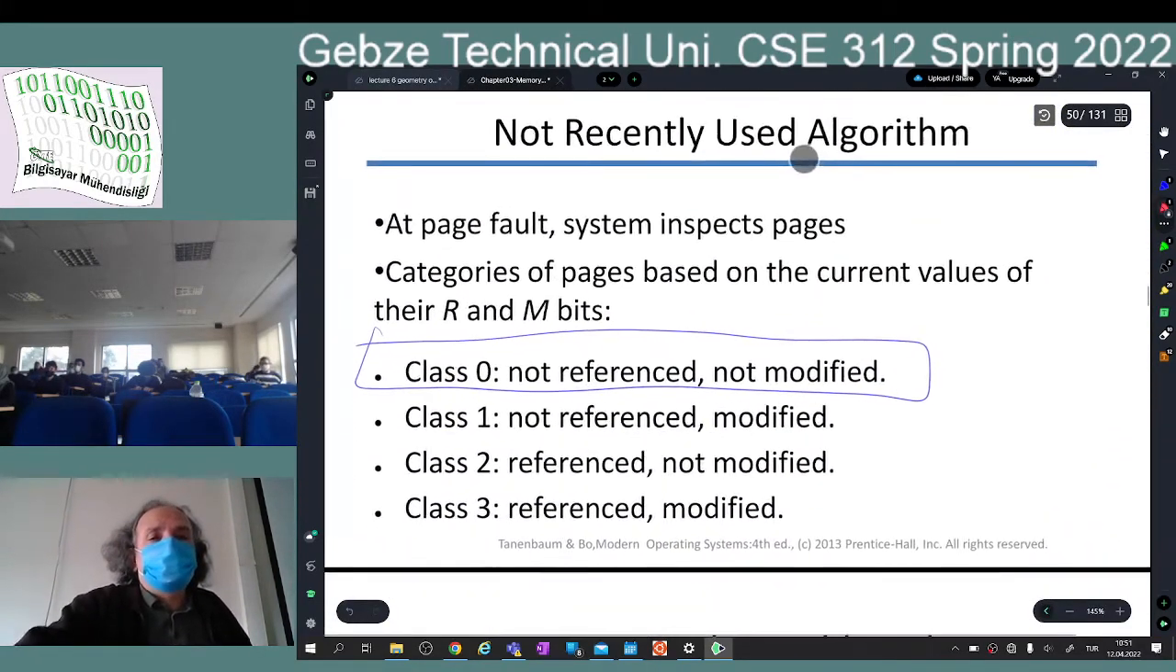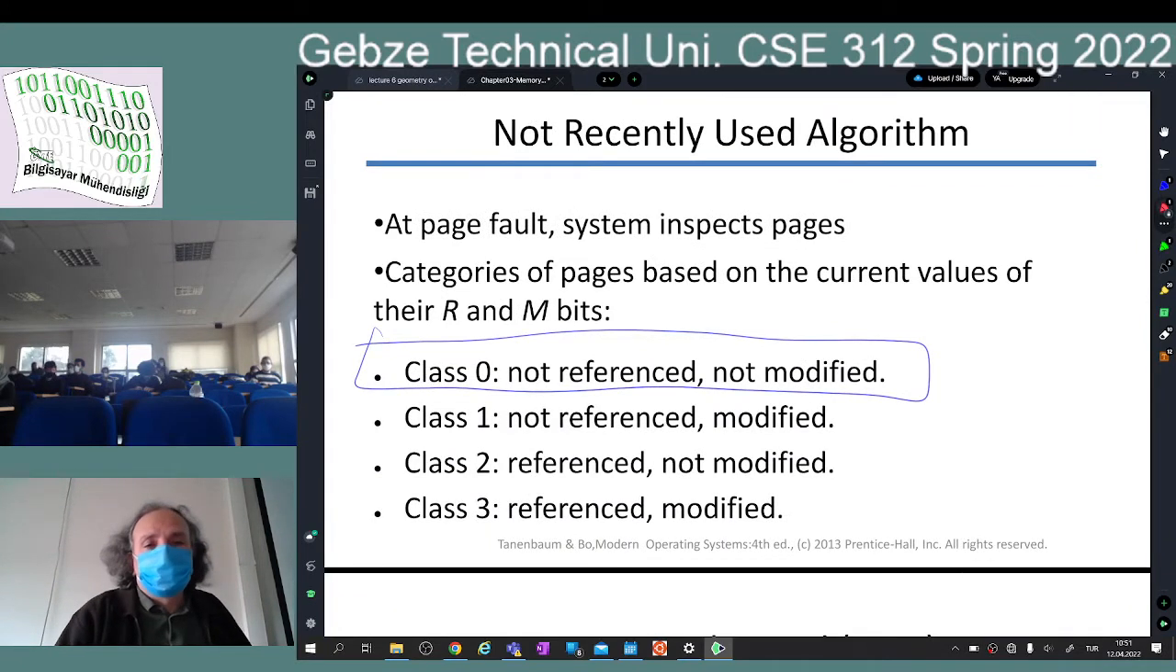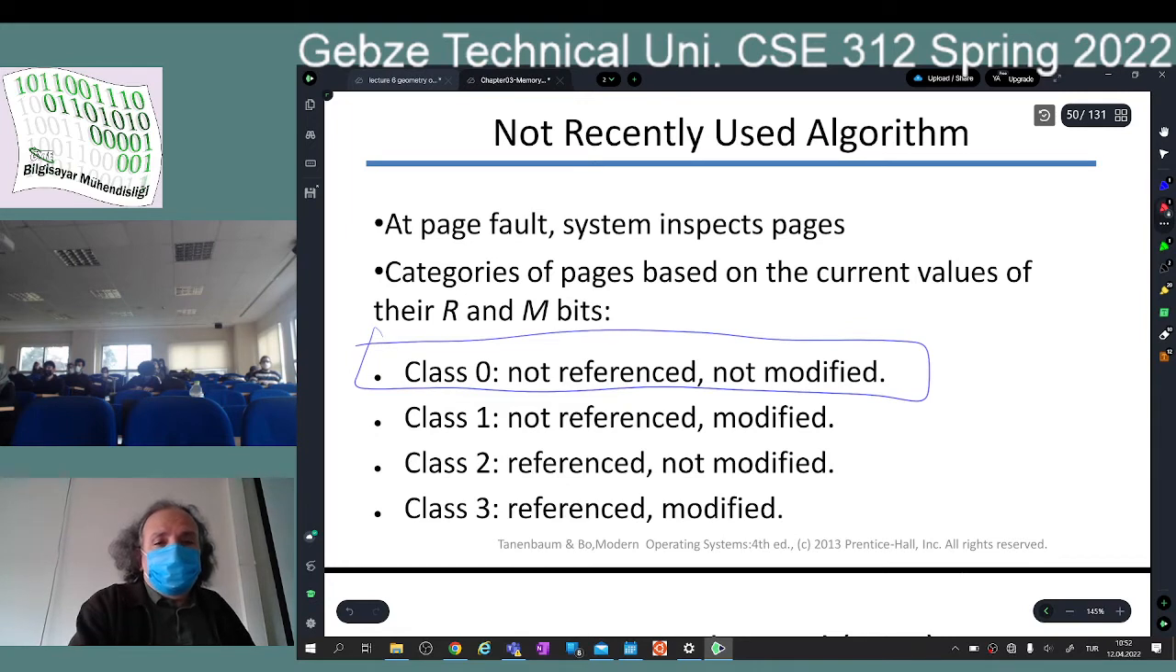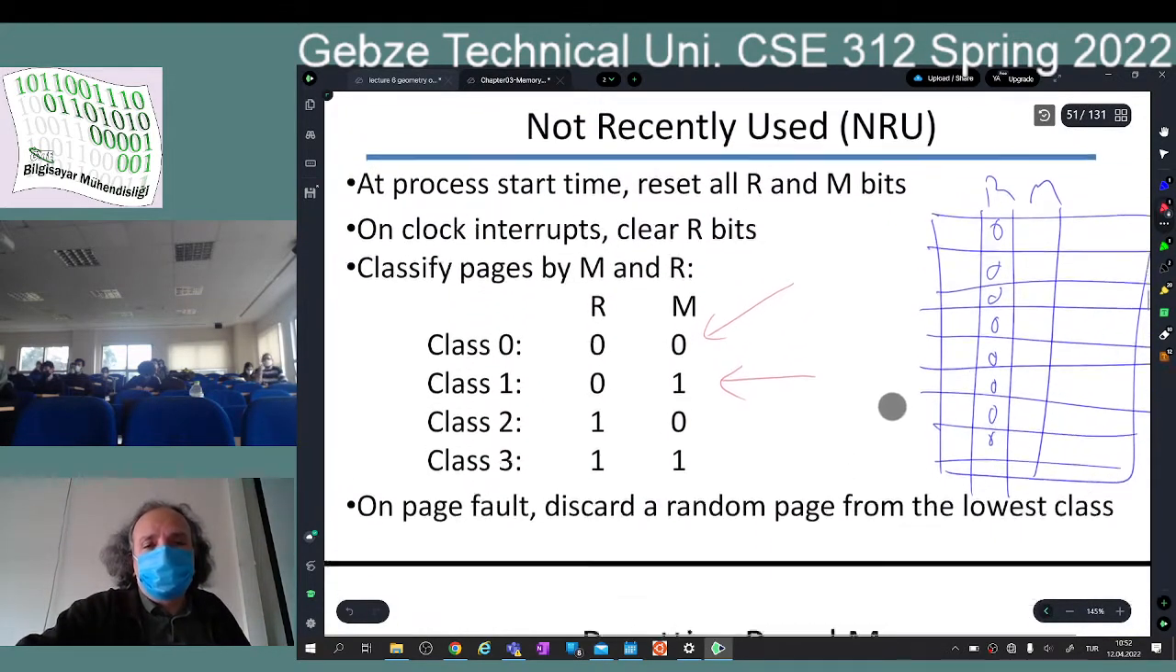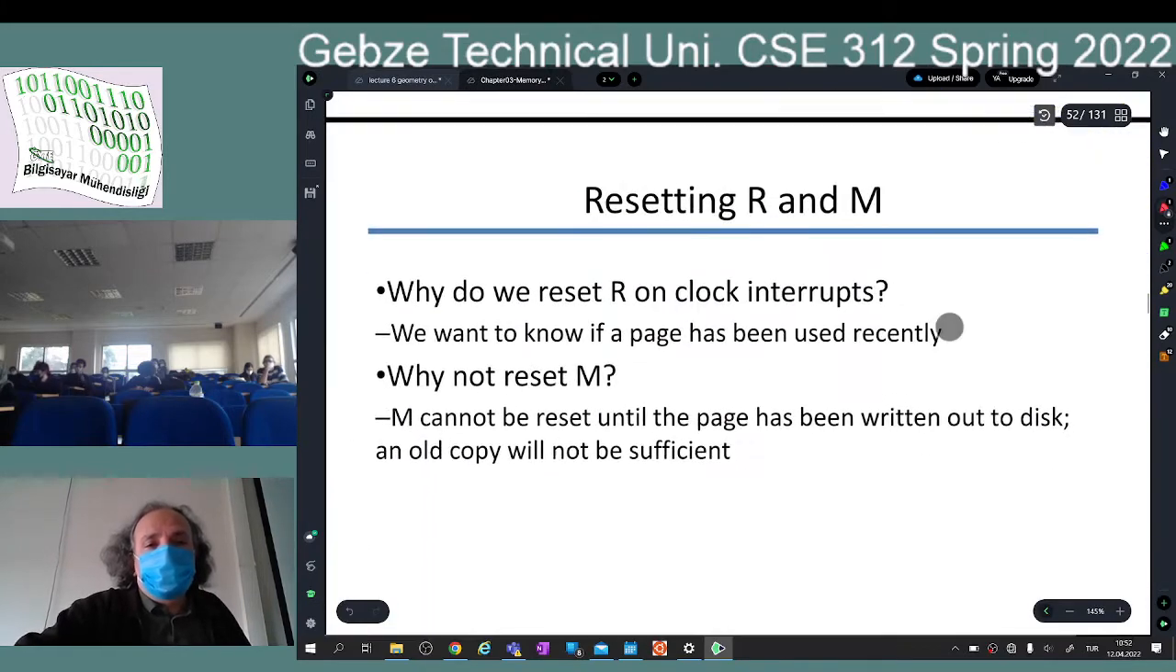The name not recently used means that this is the one that is not recently used, and this is the most likely one that will not be used in the future. So this is our approximation to the optimal algorithm: the page that will not be referenced for the longest time. So the not recently used algorithm works this way.